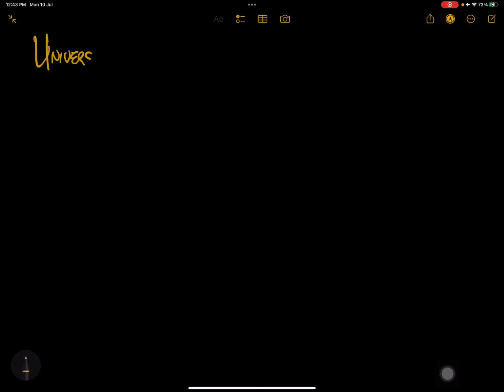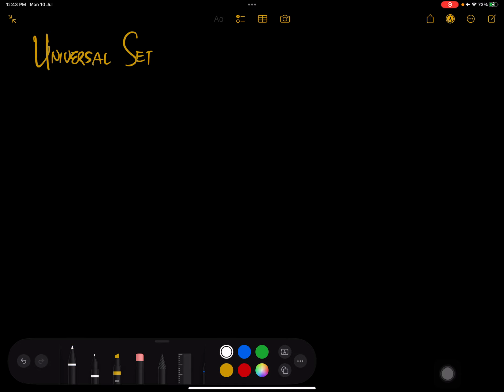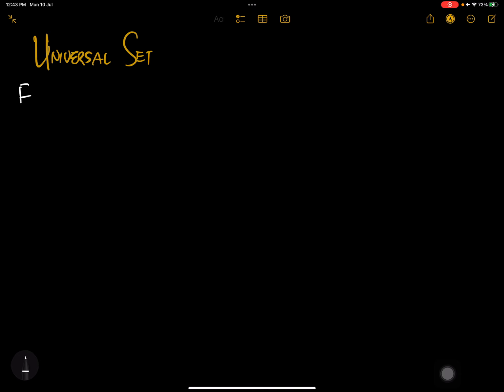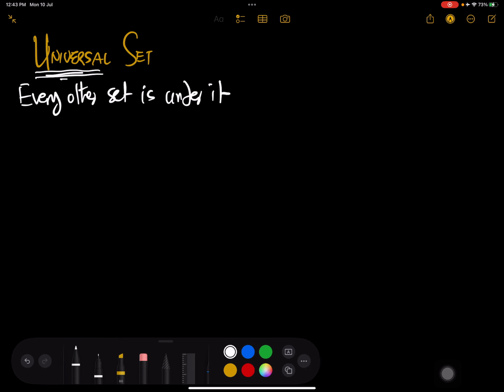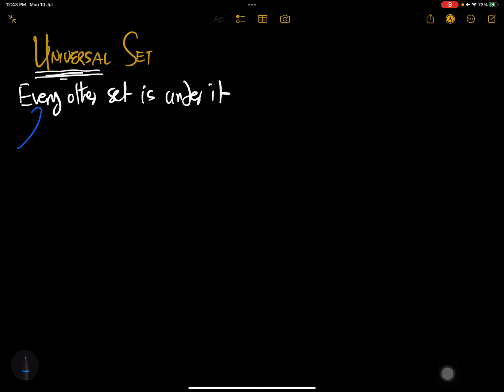Now, the next one we're going to look at is what we call the universal set. The universal set, I call it the mother set, the set that all other sets are under. It's a set of all members or elements under discussion. So every other set is under it. That's why it's called universal. It's like a global set. Every other set is under it. And the symbol is usually denoted as something like this or something like that.